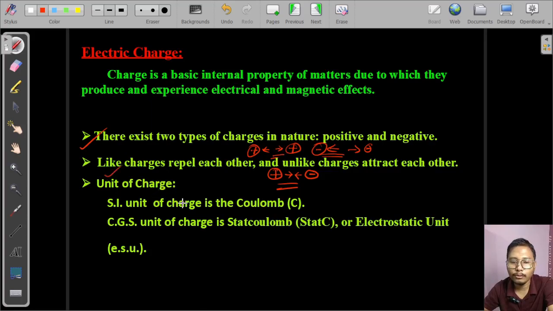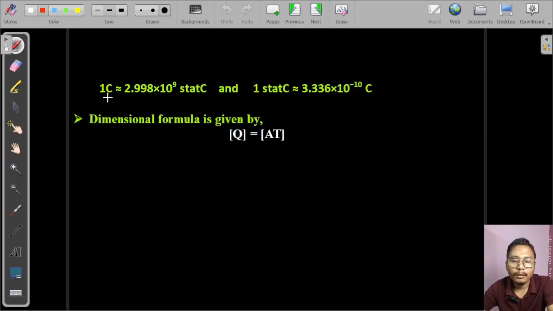Now come to the unit of charge. The SI unit of charge is the coulomb, you know that, and the CGS unit of charge is called statcoulomb, or simply statC. Or it has another name also, that is electrostatic unit, or shortly ESU. Understood? Keep in mind the relation between coulomb and statcoulomb.